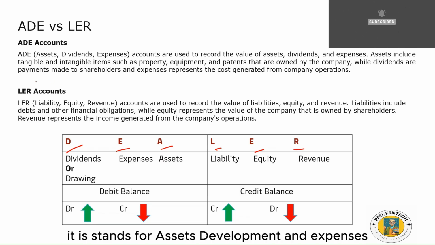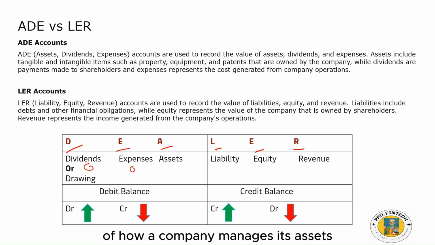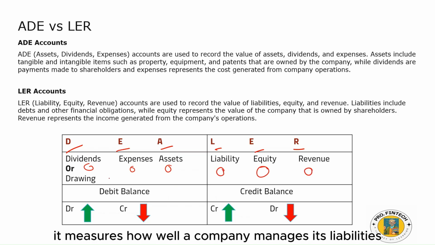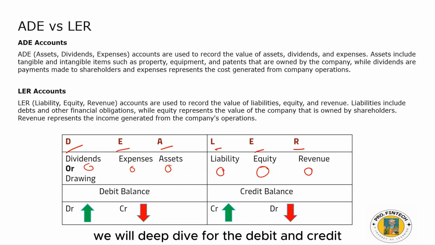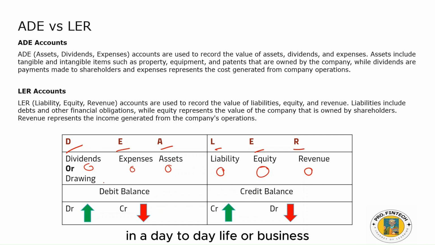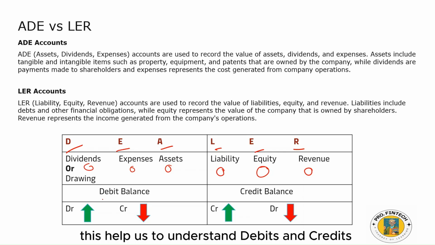DEA stands for assets, dividends and expenses. It tracks the efficiency of how a company manages its assets. On the other hand, LER stands for liabilities, equity and revenue. It measures how well a company manages its liabilities. We will deep dive into debit and credit to ensure that we will be able to post correctly any kind of transaction that we come across in day-to-day life or business. We should be able to classify which falls under the DEA side and which under the LER side.